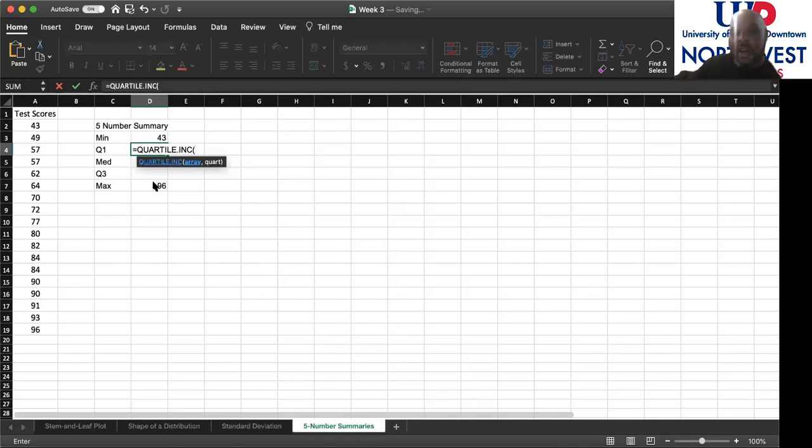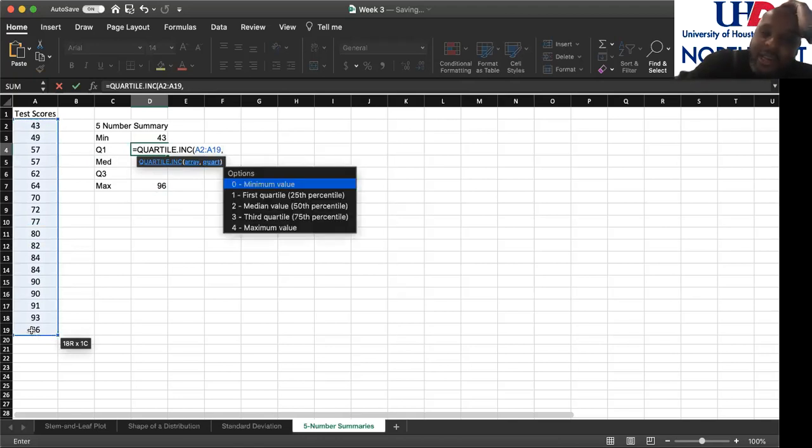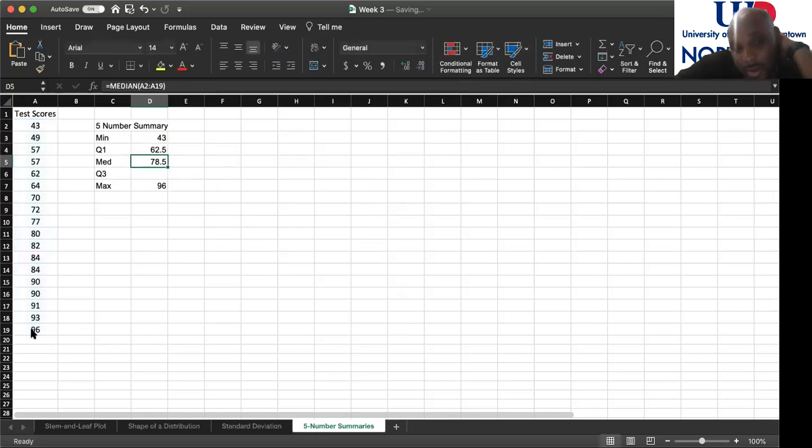So to find Q1, highlight your data like this. Because there are technically 3 quartiles, the first quartile, Q1, the second quartile, also known as the median, and the third quartile, Q3, you have to specify to Excel what quartile you want. You see how it pops up like that? We want the first quartile. And technically you can get your 5-number summary like this too, by the way. We want the first quartile, Q1, and that's equal to 62.5. Is that what we got?